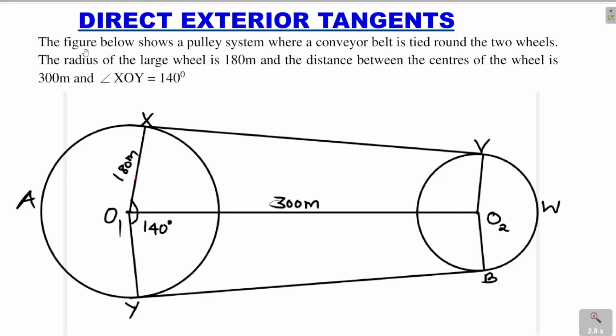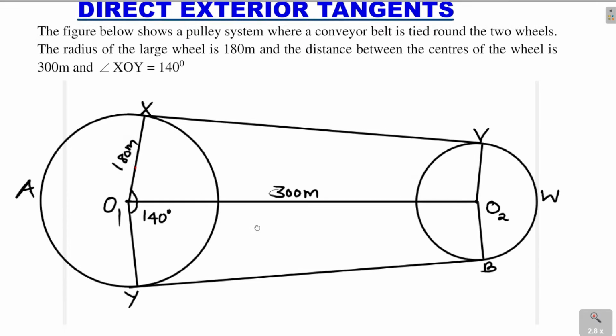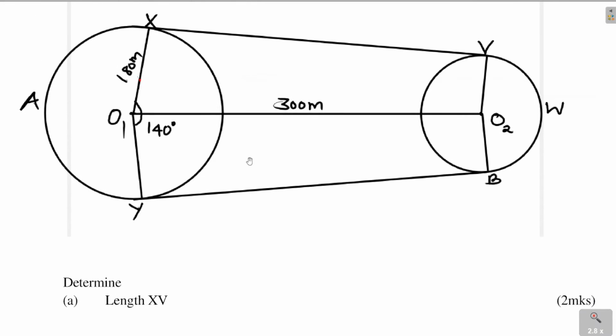The question reads: the figure below shows a pulley system where a conveyor belt is tied around the two wheels. The radius of the large wheel is 180 meters and the distance between the centers of the wheels is 300 meters. And angle XY is equal to 140 degrees. So there's the diagram. You can see it.